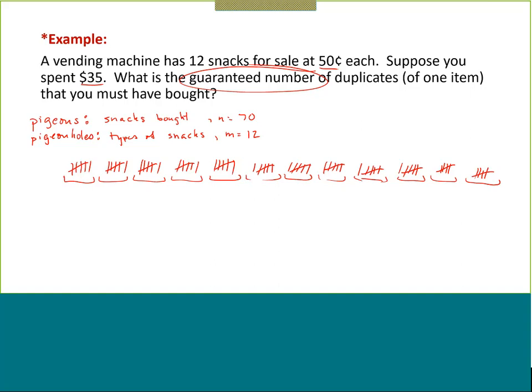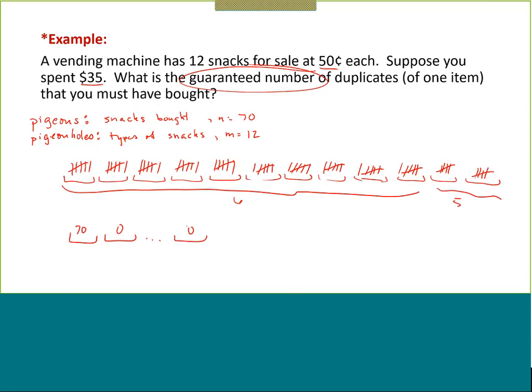Notice what we have in this worst case, or most spread out approach. We've bought 5 snacks of each of the last 2 types, and we've bought 6 snacks of each of the first 2 types. So that's the scratch work. Notice 70 total snacks bought, 12 different types of snacks potentially bought. What we want to know is, what's the guaranteed number of duplicates of at least one type of snack? The 2 extreme cases are this one that was drawn up, or maybe you bought all 70 of the first type.